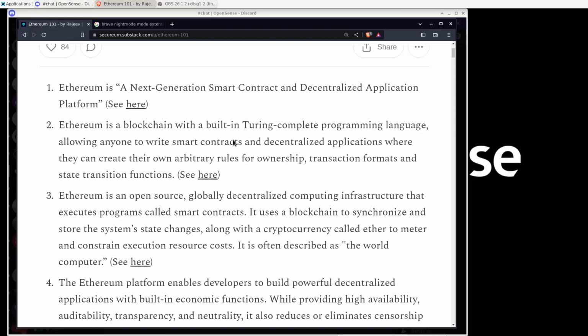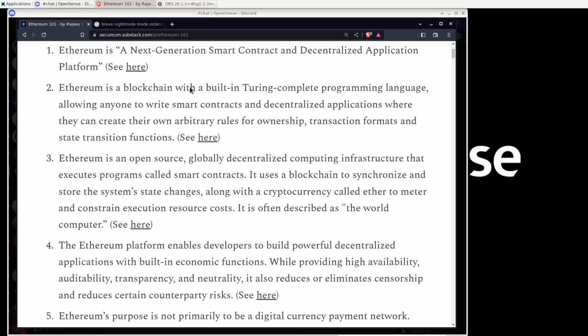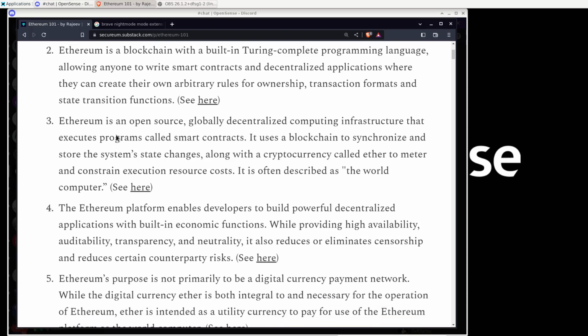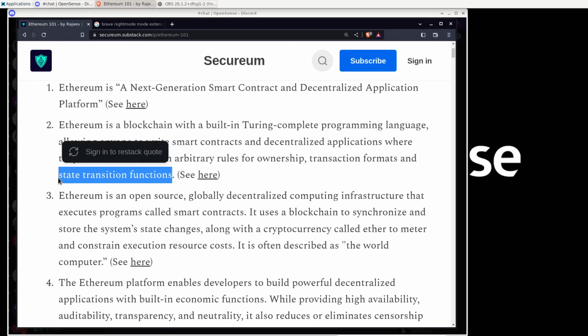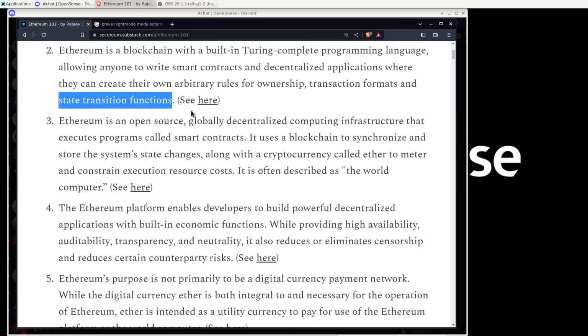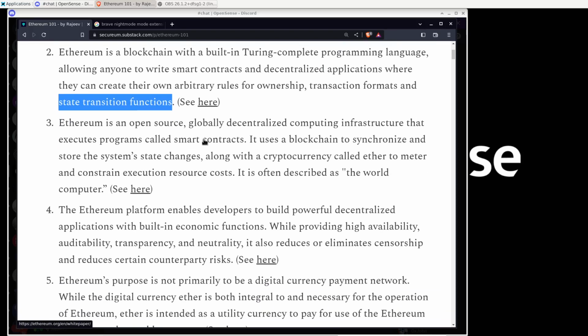And so let's go. So first thing is Ethereum is a next generation smart contract and decentralized application platform. Okay, Ethereum is a blockchain built into a computing programming language, allowing anyone to write smart contracts and decentralized applications where they can create their own arbitrary rules for ownership, transaction formats, and state transition functions. Okay, it's really important to understand this part. When we talk about state transition, this is a very specific thing in a blockchain context. That's maybe even why you have this seat here.